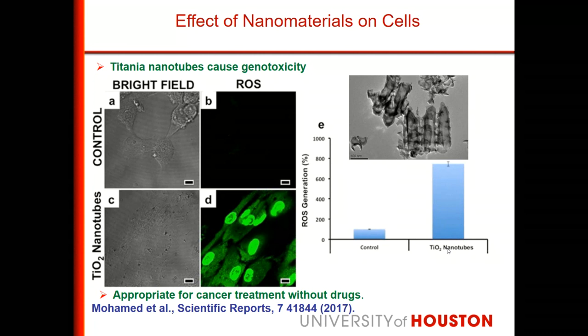But when we did the toxicity studies, we found that the nanotubes can penetrate the cell and go into the cell and destroy the nucleus. That means it has genotoxicity. So it can destroy the nucleus. So that is a biocompatible material in the bulk form. When it became a nanomaterial, it has this problem.